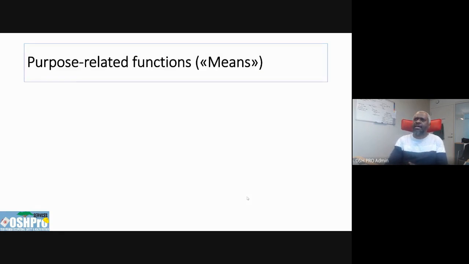fulfilled. So we come to the purpose-related functions, and these are the means. So how are you going to do all this? What do you need to look at to be able to do all this?